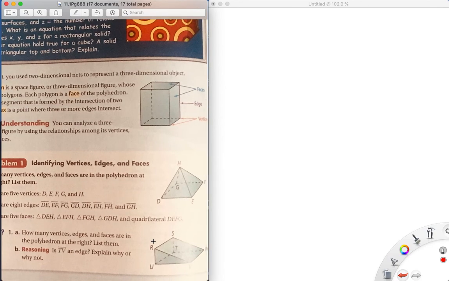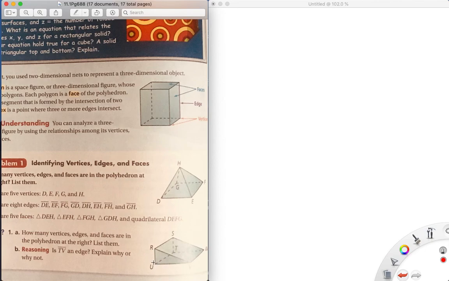Here we have another polyhedron. This is a triangular pyramid. No, not pyramid, triangular prism. We want to know how many vertices, edges, and faces it has. Remember that the vertices are the corners where three or more edges meet. So you have R, U, T, S, W, and V. So that's 1, 2, 3, 4, 5, and 6. So you have 6 vertices.